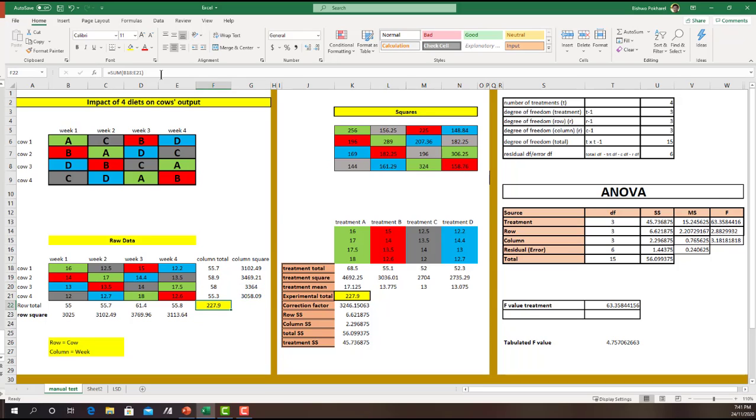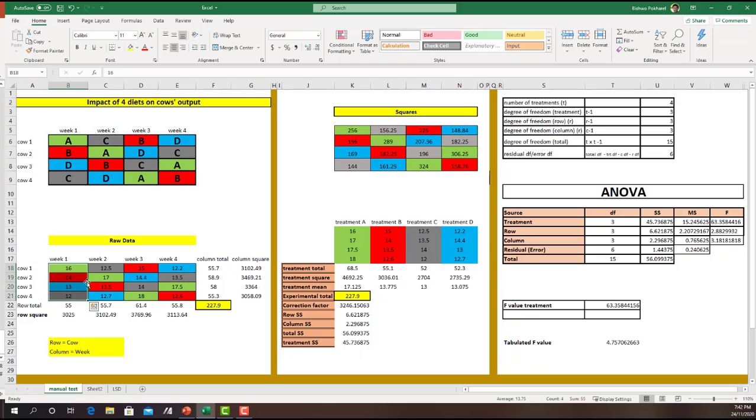And this one here is basically the sum of all the output, and as you can see here, that is a row and that is a column, and row is cow, so all rows, and column is week. And this is basically the square of the raw data. So 16 squared equals 256, 14 squared equals 196, 13 squared equals 169, and 12 squared equals 144.